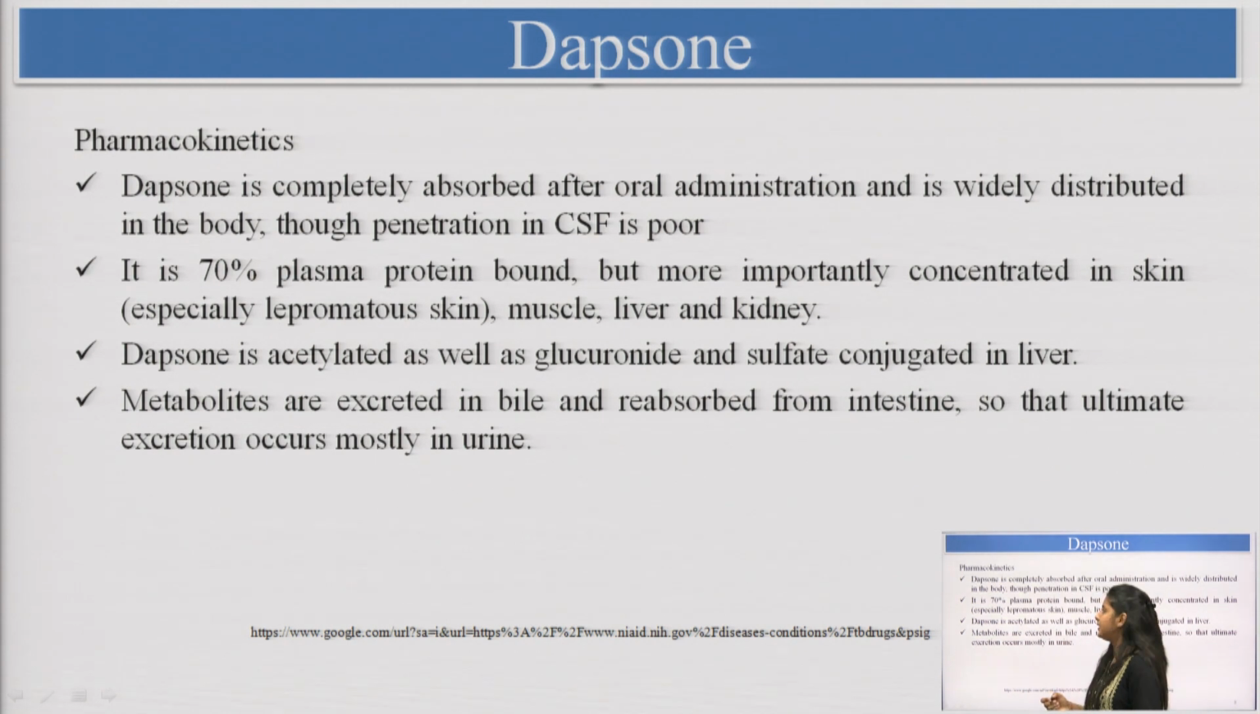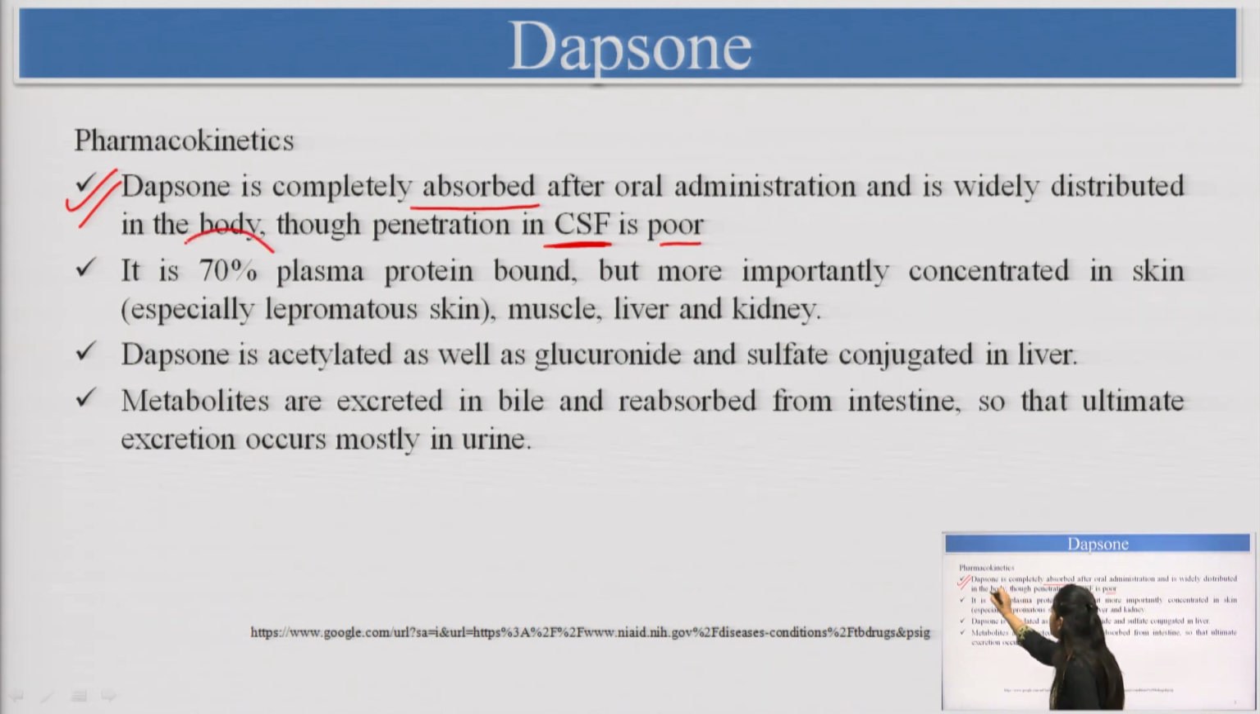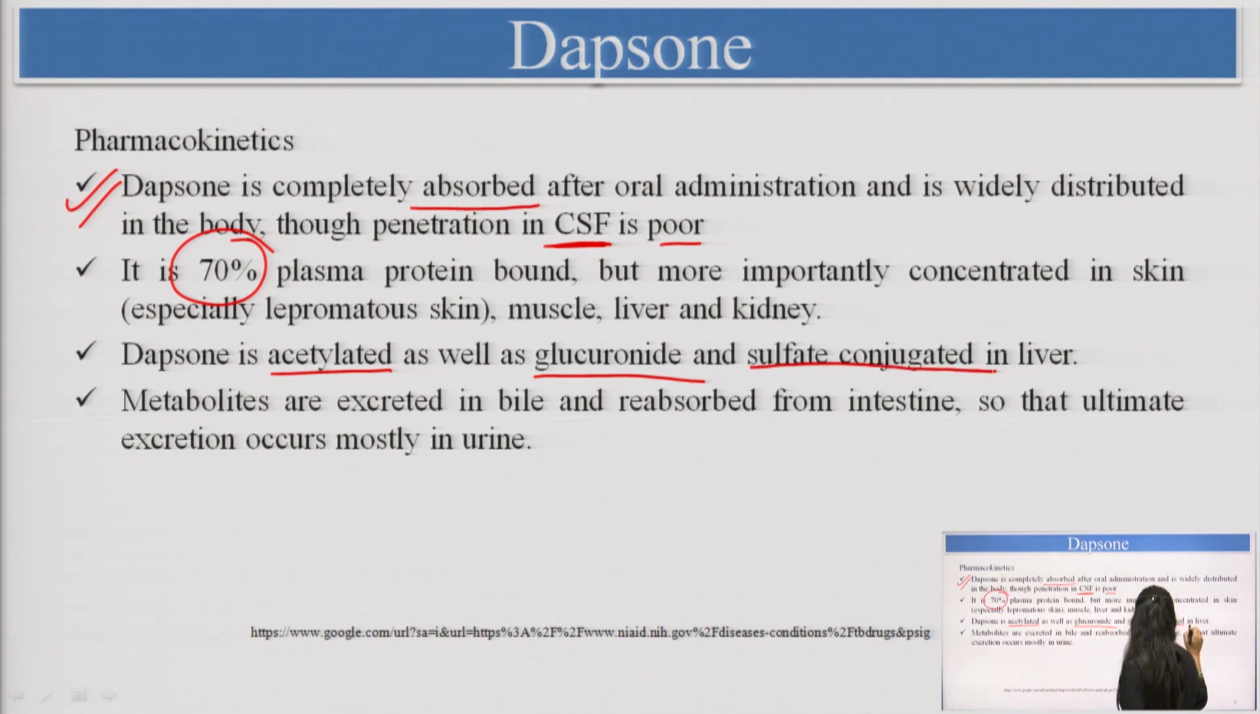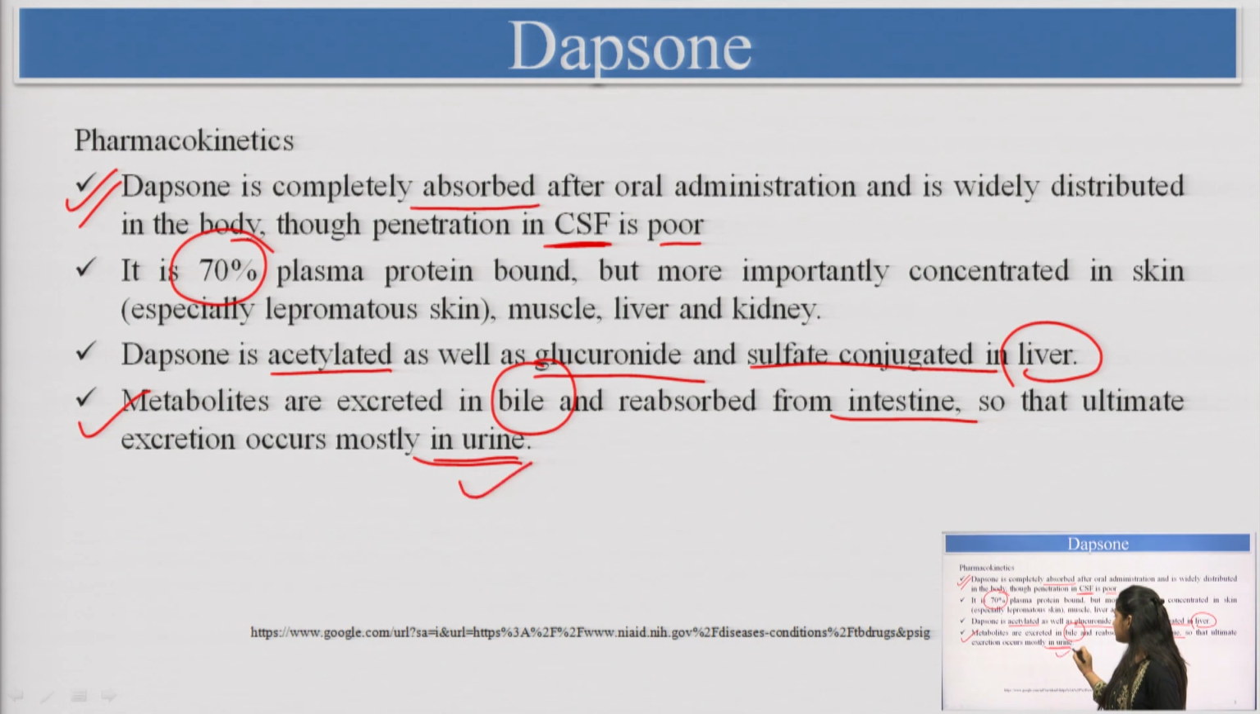Now see the pharmacokinetics, that is, the absorption, distribution, metabolism and excretion of Dapsone. So Dapsone is completely absorbed. The penetration into the cerebrospinal fluid is poor. There is 70% plasma protein binding. Acetylation, glucuronide reactions and sulfate conjugation reactions occur in the liver, so metabolism is by these three. Then the metabolites are excreted in the bile. They are reabsorbed from the intestine, so that ultimate excretion mostly occurs in urine.